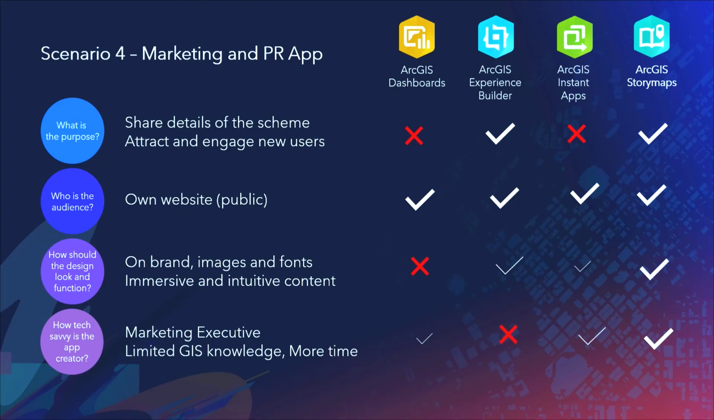Therefore, it needs to be on brand and include images, fonts, and color schemes that all match in with that. And we want this to be as immersive and intuitive as possible. The app creator in this case is actually one of our marketing team, who has limited GIS knowledge, but has a great understanding of making things look just right. So, again, looking at the available options, it might be no surprise to you that ArcGIS StoryMaps is our best solution. Here's Ilyes to explain how they got on.